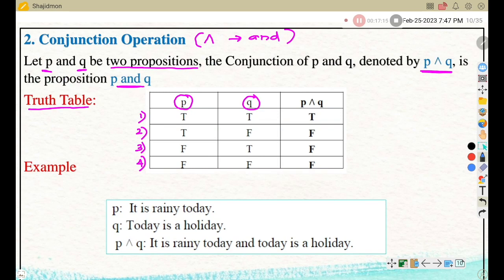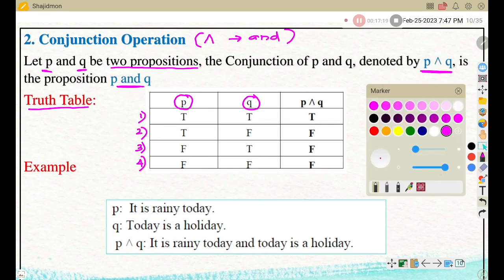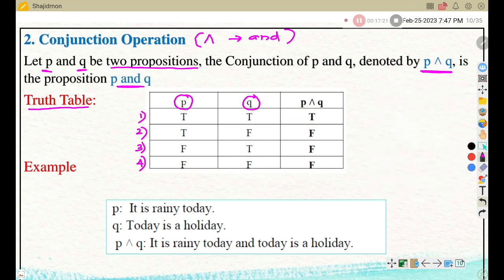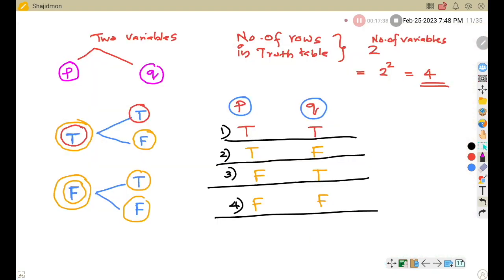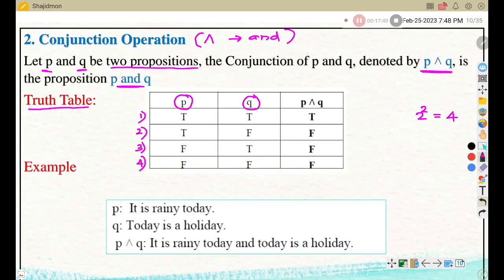So we will come back to the conjunction operation now. Conjunction, what is the operation? I created one truth table here. So here only 2 variables, so 2 power 2, that is 4 rows should be there in the truth table. As I told you just before, what are the 4 rows? Like this: true, true, true, false, false, true, and false, false. Correct? So I have written here true, true, true, false, false, true, and false, false.